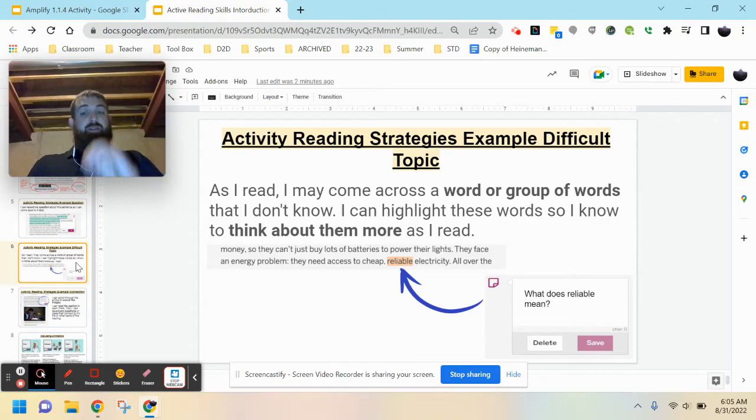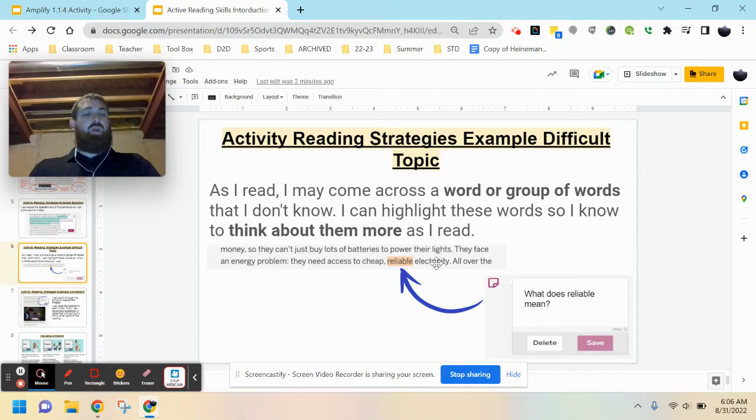Another thing that we would identify is difficult topics, phrases, ideas, vocab words. So as we're reading, we can come across words that we might know. We can highlight them, like reliable, and we ask the question like, what does reliable mean? Or maybe we highlight reliable with electricity and ask, what do you mean by reliable electricity? Or what is reliable electricity? We identify those difficult topics so we can find those answers to help us understand the text itself.